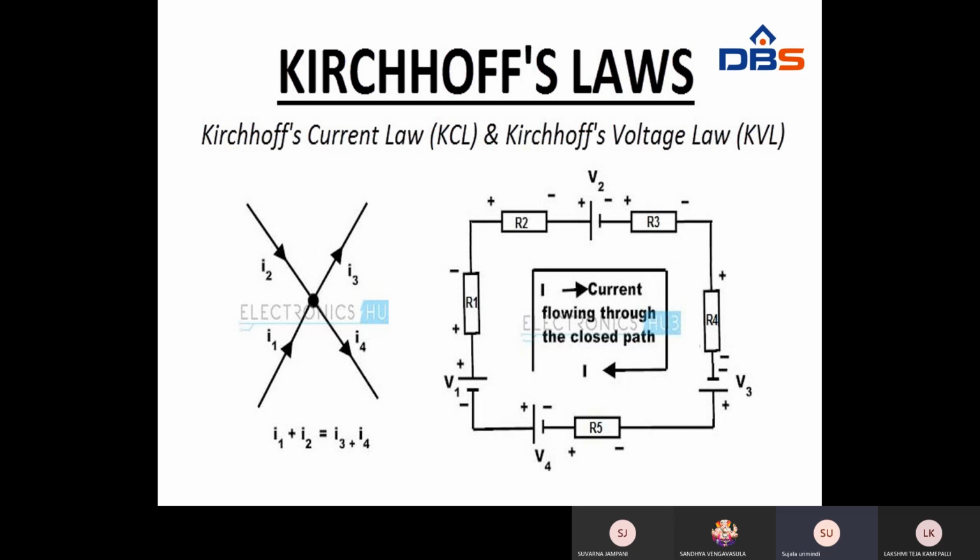So the current entering the node is equal to the current leaving the node, or the algebraic sum of the currents is equal to 0. Entering will be I1 plus I2 is equal to I3 plus I4. That is, the sum of the currents entering is equal to the sum of the currents leaving the node, or the algebraic sum of the currents is equal to 0. So this is Kirchhoff's current law.